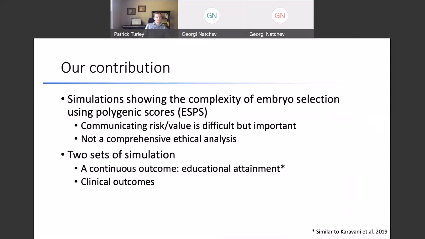But we also looked at a number of clinical outcomes, since this is currently the services that are offered. As far as I'm aware, I don't know of companies that are offering embryo selection for traits like education, but there are companies that are offering selection based on certain clinical outcomes.